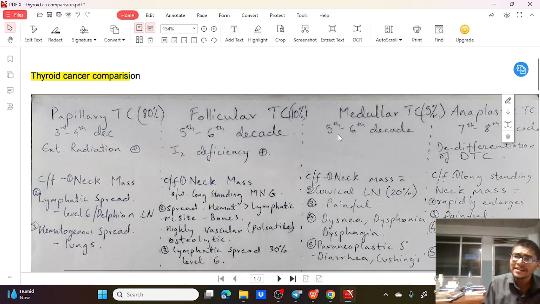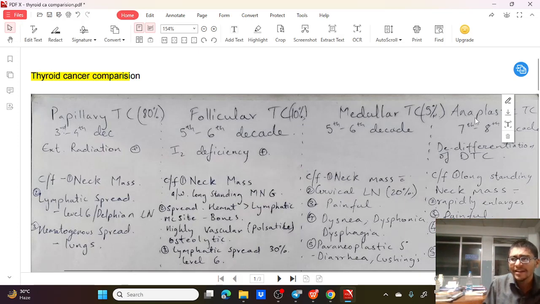Then comes the medullary thyroid cancer. These are also seen in the same age group as follicular, and these are special thyroid tumors arising from the C cells, the parafollicular cells of the thyroid, which produce calcitonin. So these are a special group of thyroid cancer which are very aggressive.